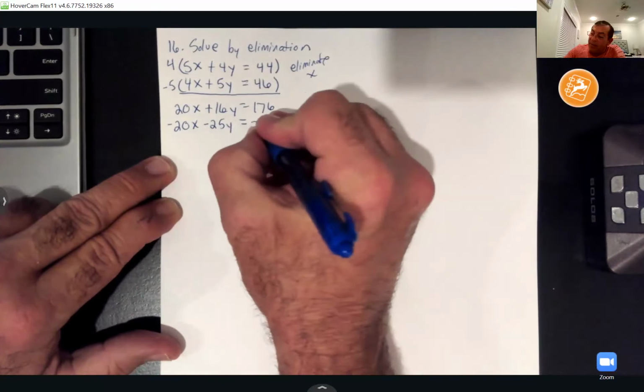So let's add negative 25 and 16, is what, a negative 9y. This side's going to give me, let's see, negative 230 plus 176. Oh, what's that? It's negative 54.